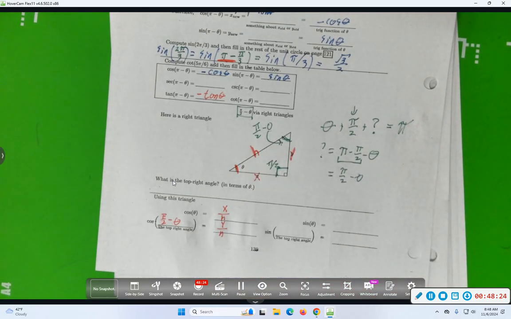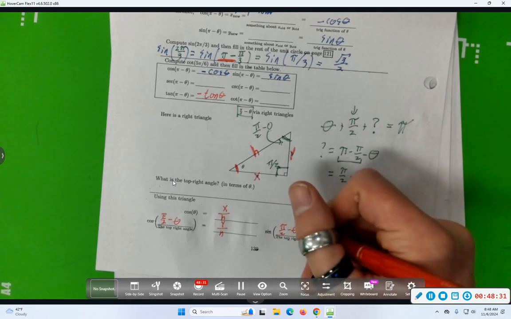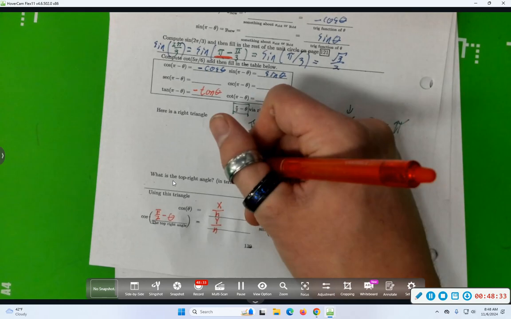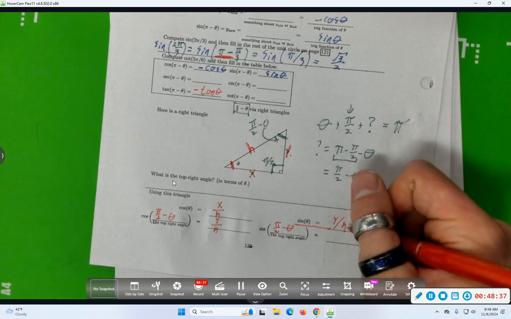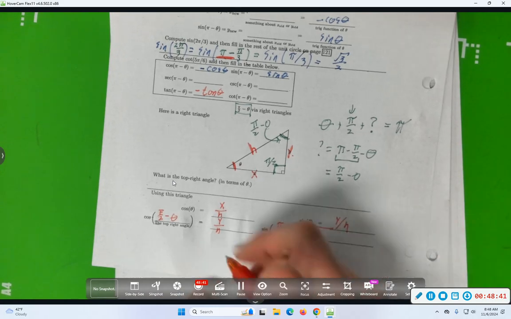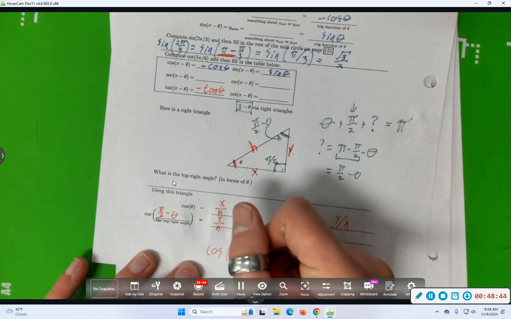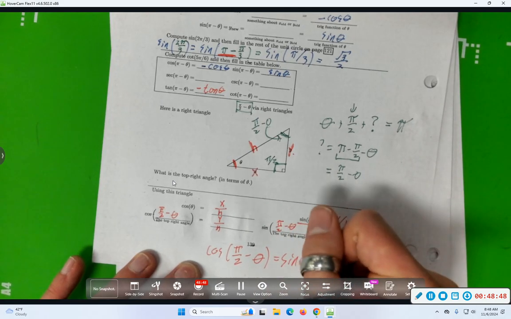Could we do the same for sine? So if I want pi over 2 minus theta, I can do that. Sine of theta, there's theta. Opposite is y. Hypotenuse is h. Ooh, two things are the same. So the cosine of pi over 2 minus theta is the same as the sine of theta.